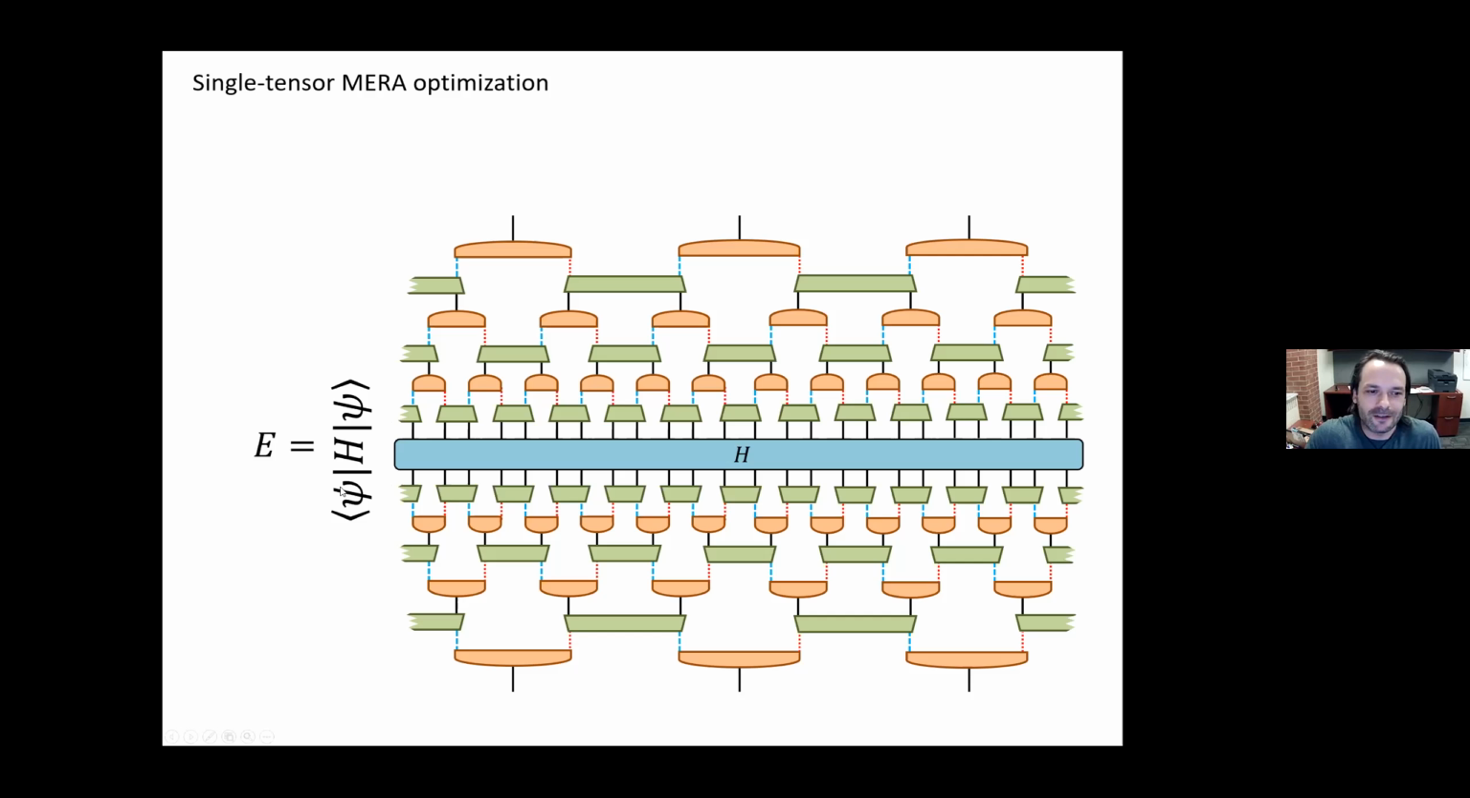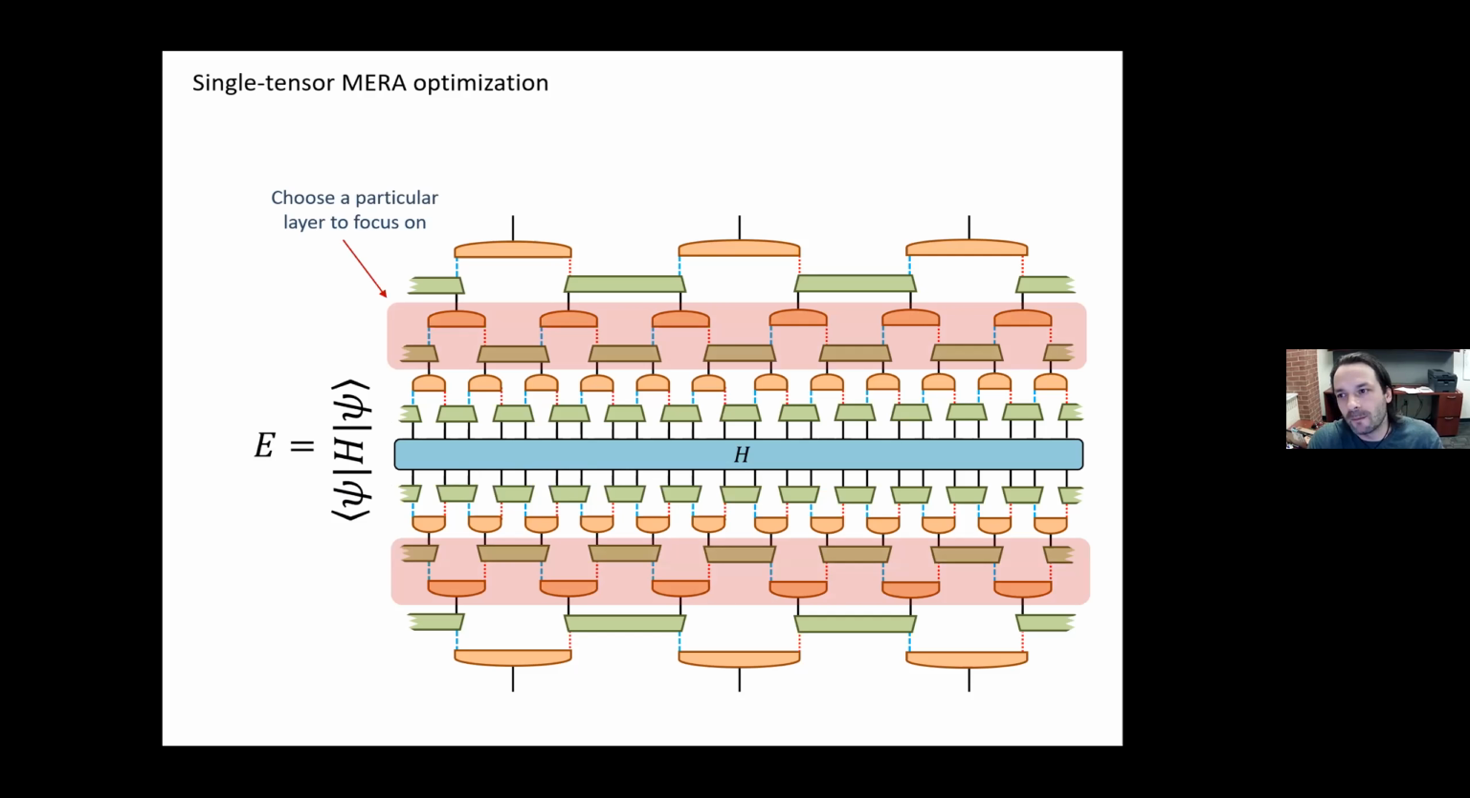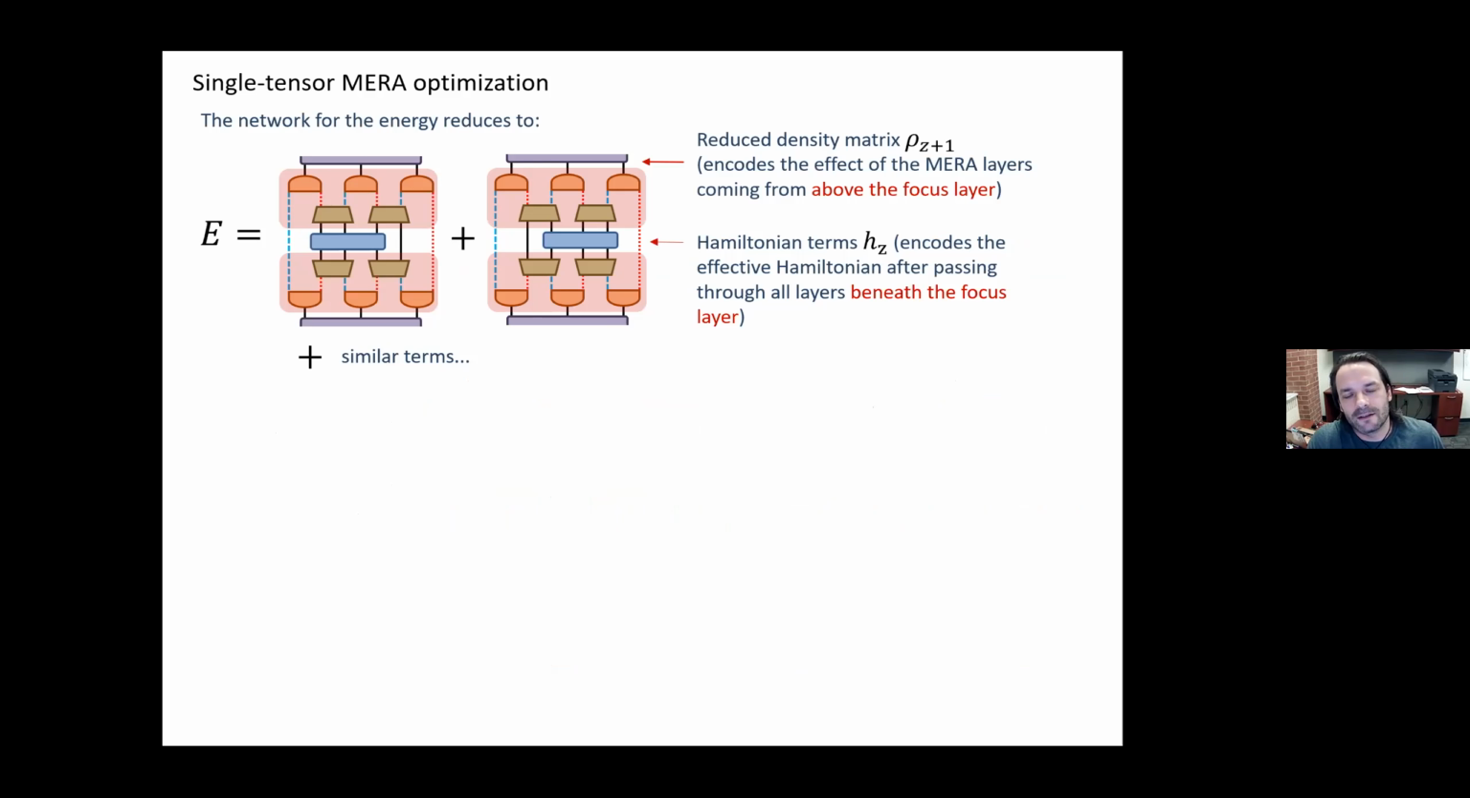So here I've written the energy, psi H psi, in terms of the tensor network. This Hamiltonian H would be a sum of local terms, but I don't have to worry about that for schematic purposes. If I focus on one particular layer that I want to optimize, this layer here, then the energy can be reduced to a set of simpler diagrams. When I focus on one layer, I have some reduced density matrix, which encodes the contributions coming from the higher layers of the MERA. I have some effective Hamiltonian, which encodes the Hamiltonian passing through the lower layers of the MERA. So my environments for this one layer come from a set of these small diagrams.